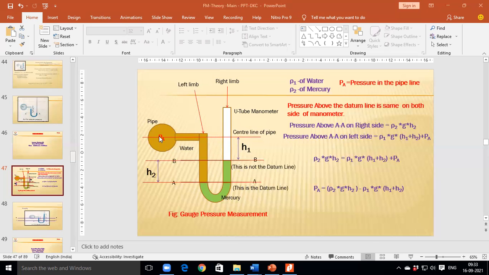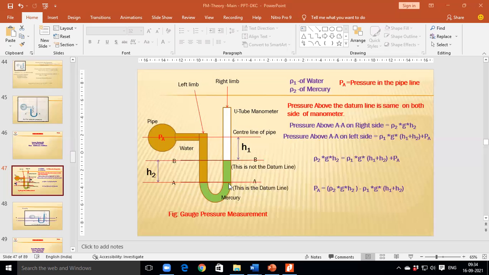If pressure is exerted in the pipeline, then that fluid exerts pressure on the mercury, therefore mercury is pushed down from the left limb, and at the same time mercury goes up in the right limb. Okay, therefore there is a level difference of the mercury. Where is the level lower and where is it higher in the U tube? In the left limb the level of mercury is lower, and in the right limb the level of mercury is higher.